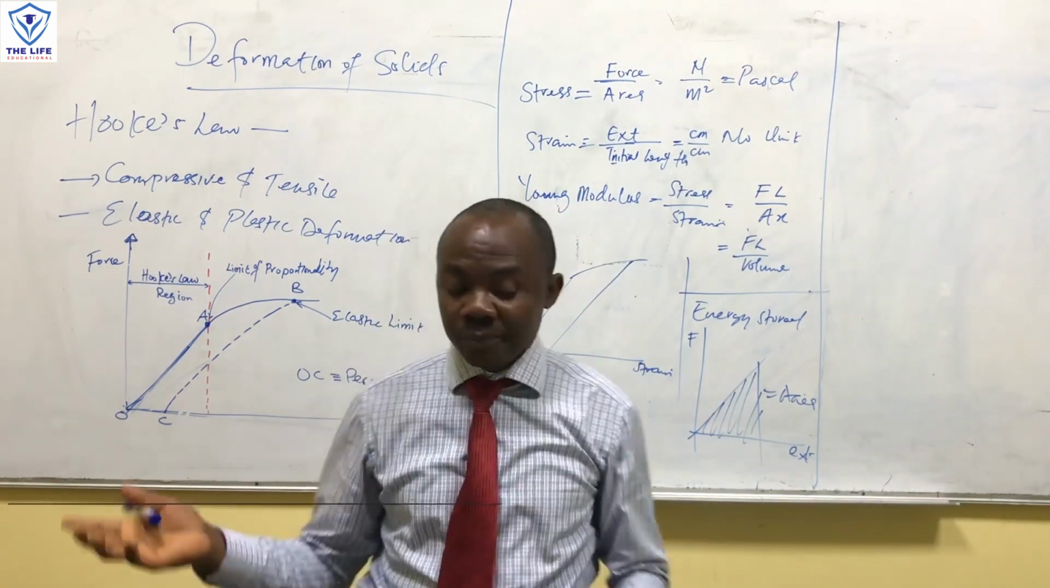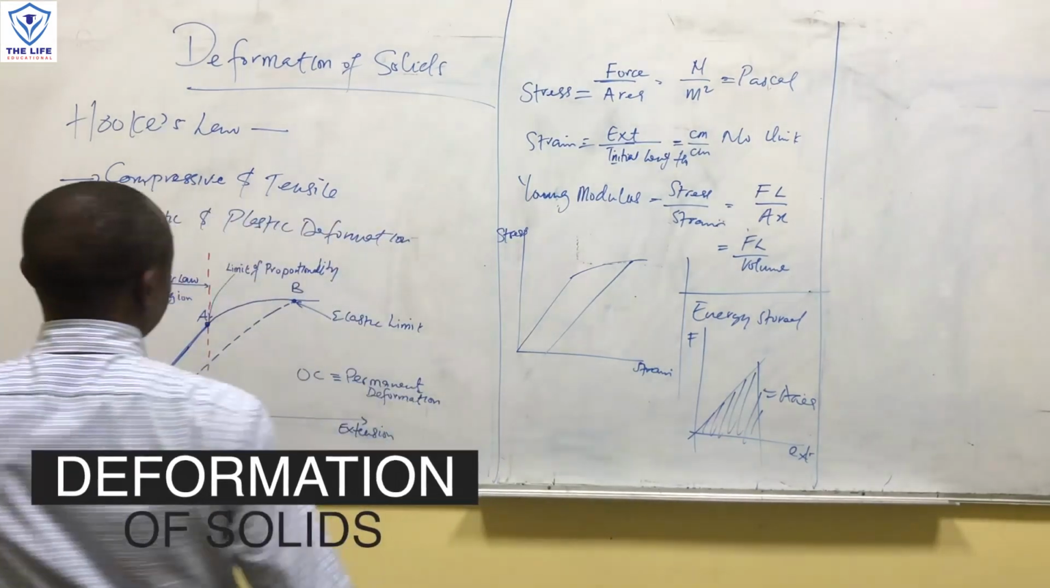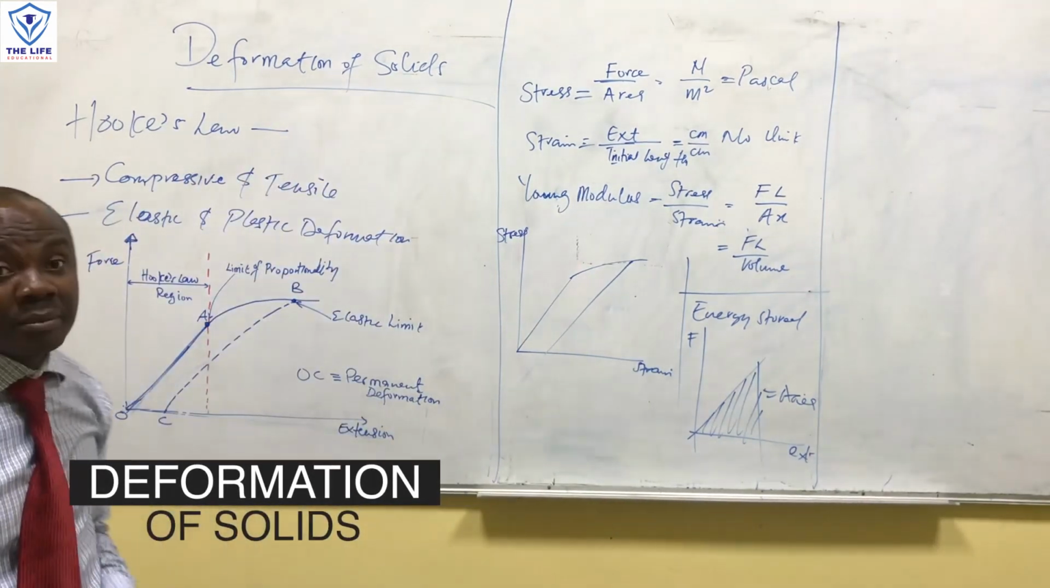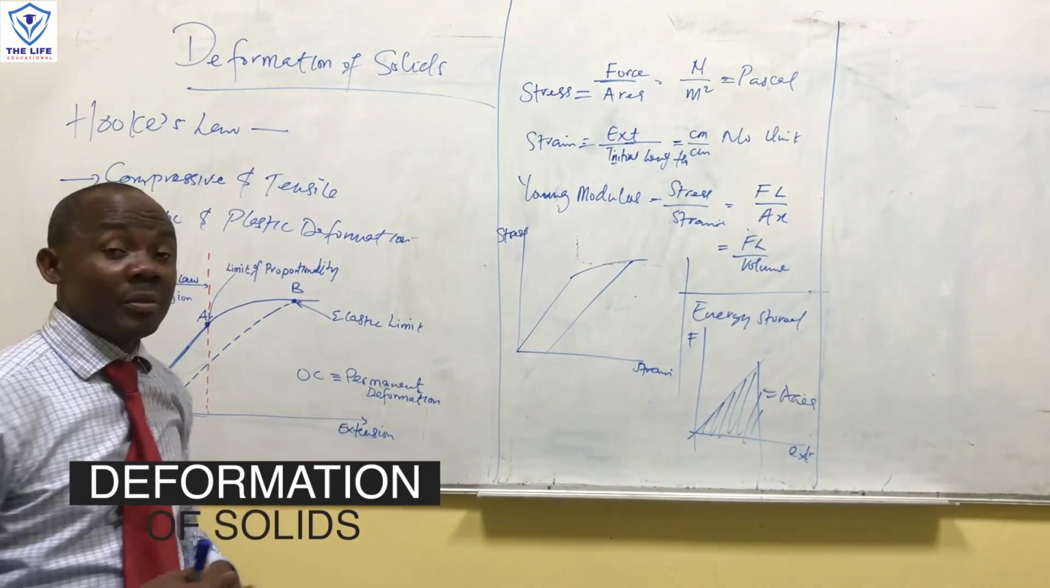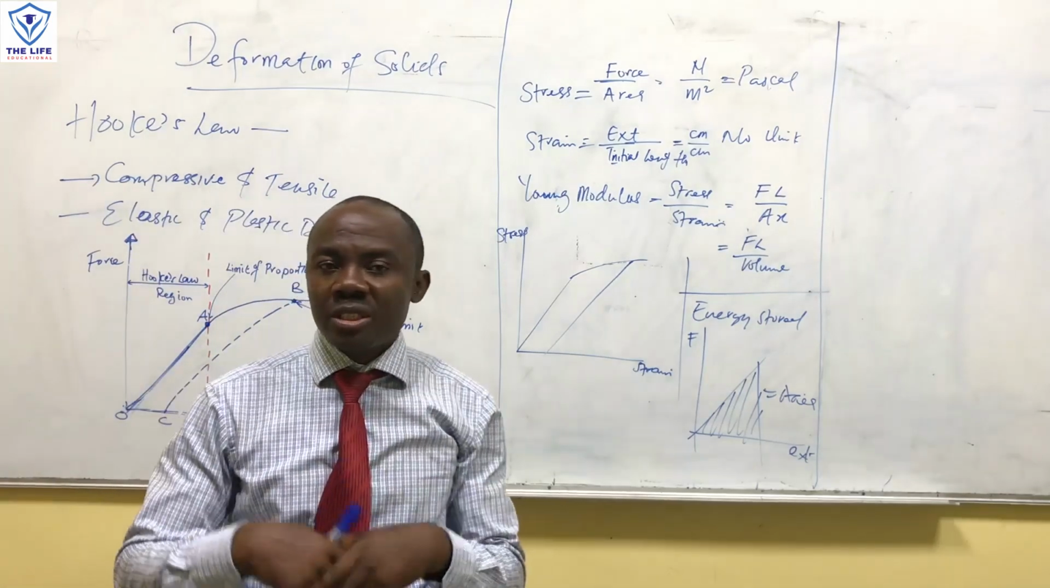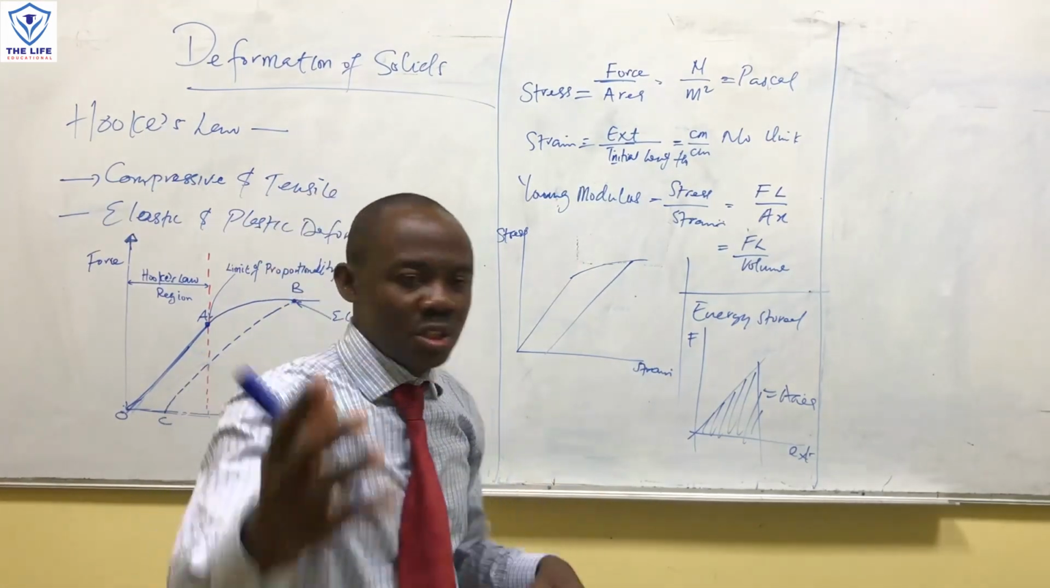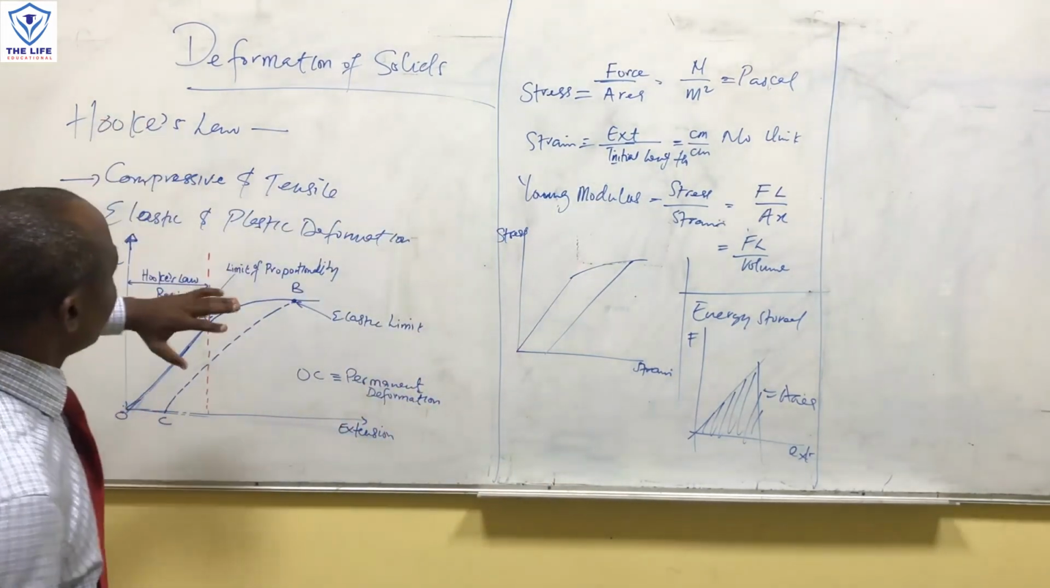Today we are looking at deformation of solids. That's what we're looking at. And when you're talking about deformation of solids, you are talking about changing the shape of the solid by application of forces. Okay, we have two types actually.